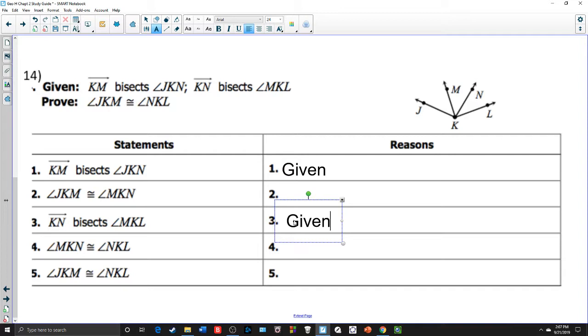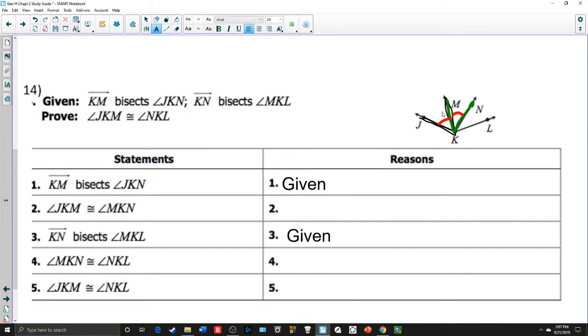But this is a valid way of doing it. And the reason they did this is probably to make the second and fourth statements a little bit clearer. So they said that JKM, this angle right here, is equal to MKN, which is this angle right here. And how can we tell that those are equal? How can we tell that those are congruent? If I draw a congruency mark there, how can we tell that those two angles are congruent? Well, that's by the definition of a bisector.